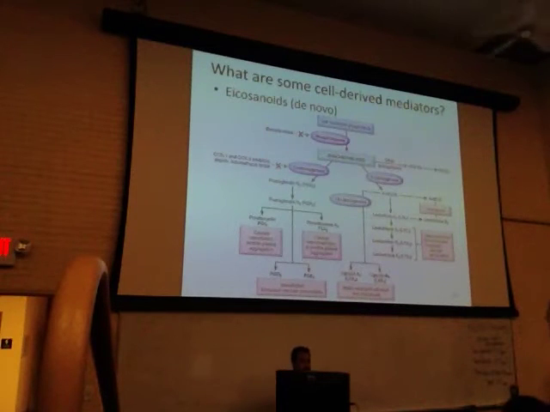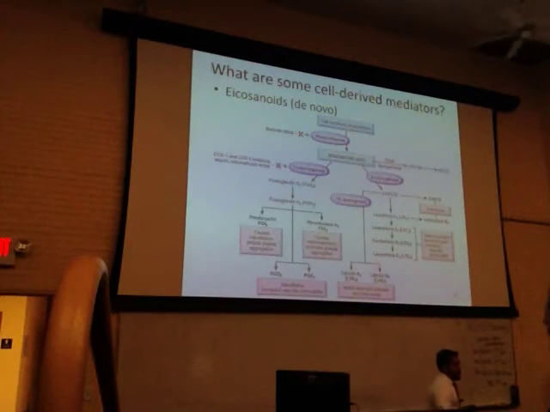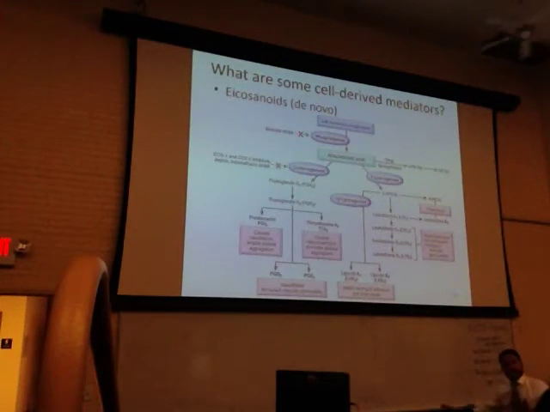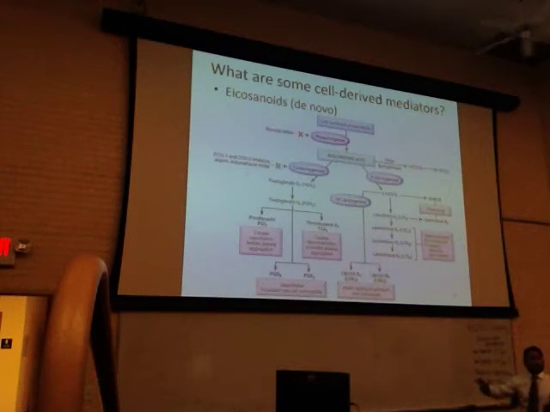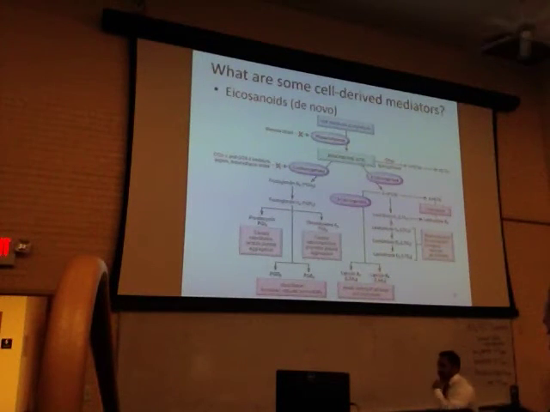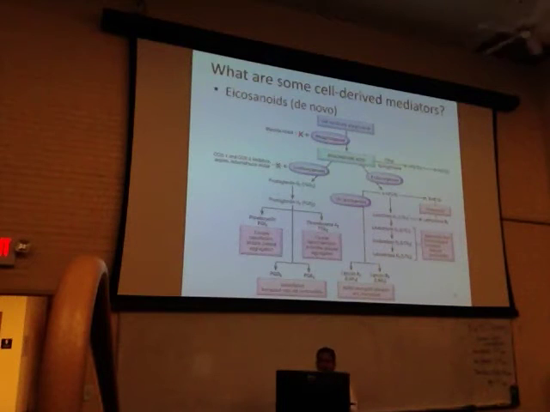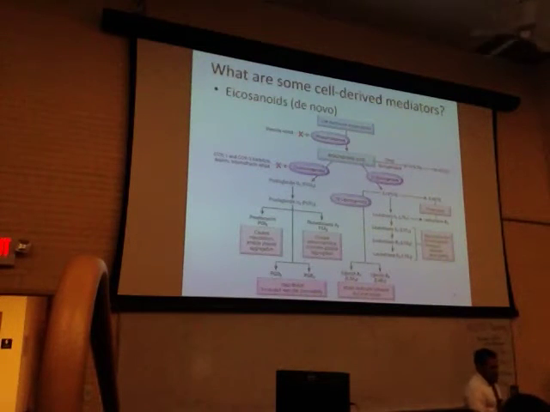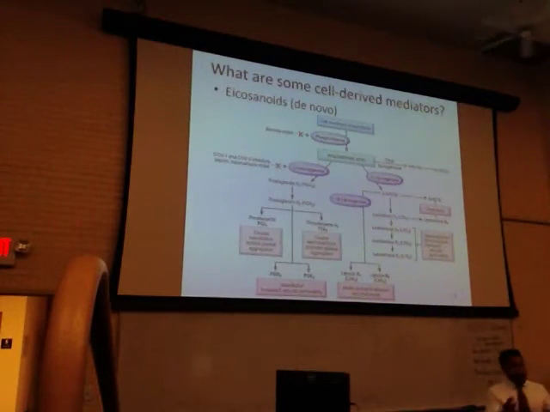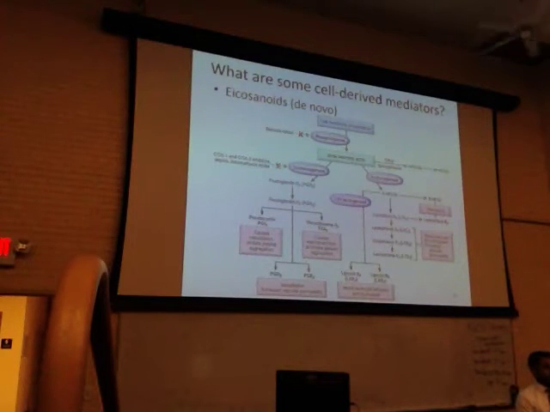So if we look at cell-derived mediators on this slide, and this is very busy, but let's start at the top and walk through it systematically. These cell-derived mediators come from a family known as eicosanoids. Eicosanoids are a family of molecules that are all created from arachidonic acid. And arachidonic acid is actually manufactured from the phospholipid bilayer.